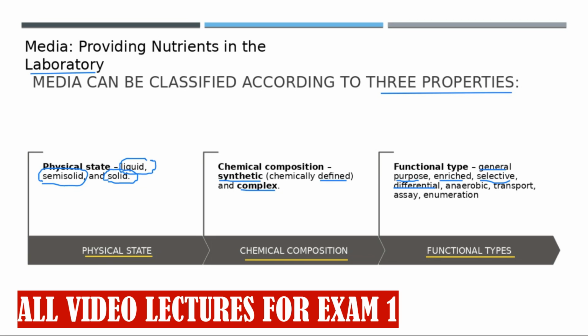The next one is anaerobic media, which is the media that is used for growing bacteria that are anaerobes, the bacteria that do not require oxygen. There are some media, for example, that are used for transport or for assay, bioassay, for example, or for calculation of bacteria, to count bacteria. So these are the functional types of media.